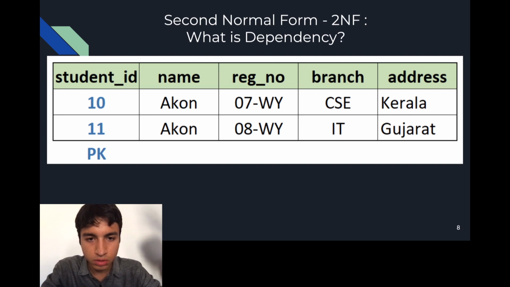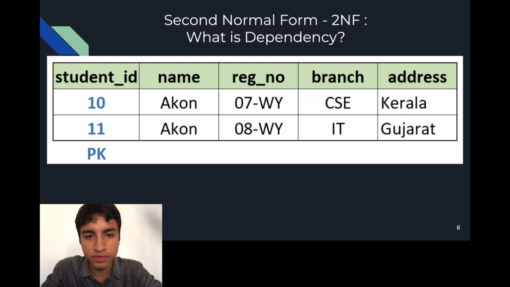Next, we have the second normal form, which, for a table to be in the second normal form, it must satisfy two conditions. First, the table should be in the first normal form, and second, there should be no partial dependency. But what is a partial dependency? For this, first we have to understand what a dependency is. For this, we will use our table.